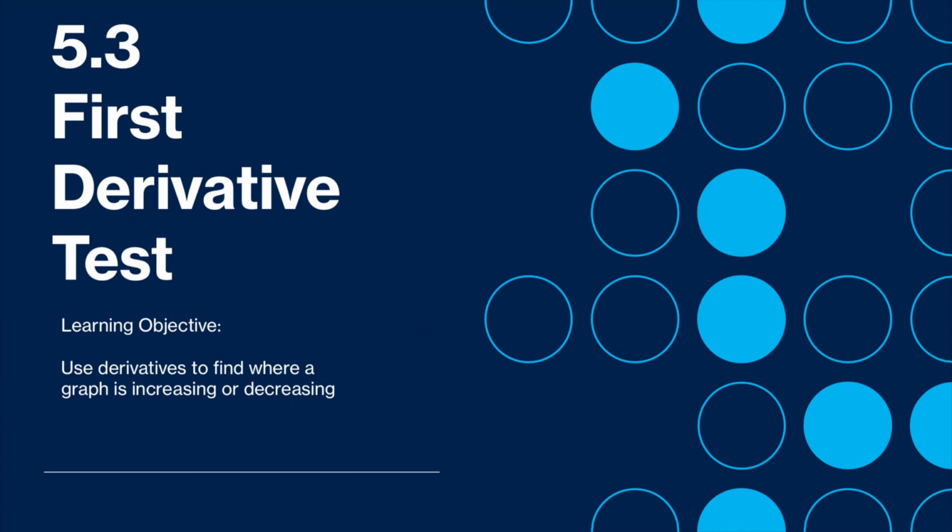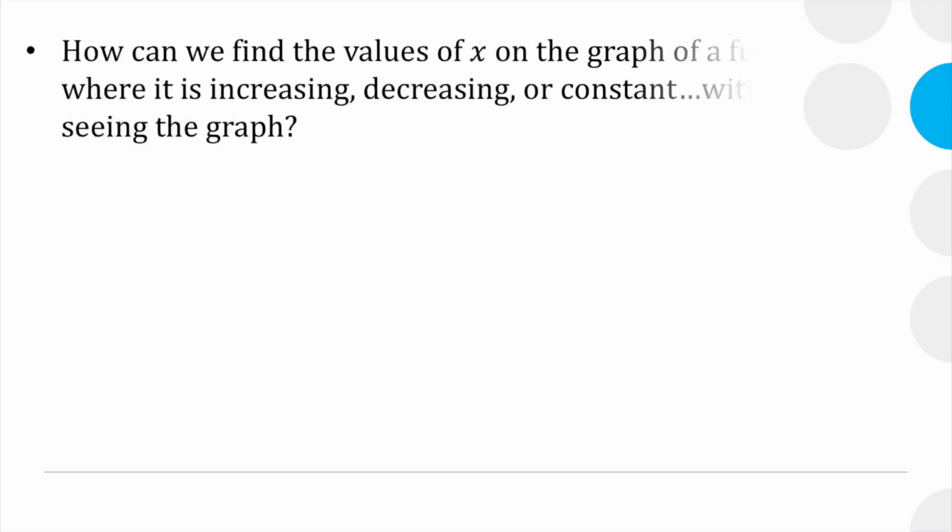Hello and welcome back. Today is a big day. We are going to use derivatives to find where a graph is increasing or decreasing. And y'all, it's getting real now because we're starting to really get into the meat of calculus. How can we find the values of x on the graph of a function where it's increasing, decreasing, or constant without seeing the graph?